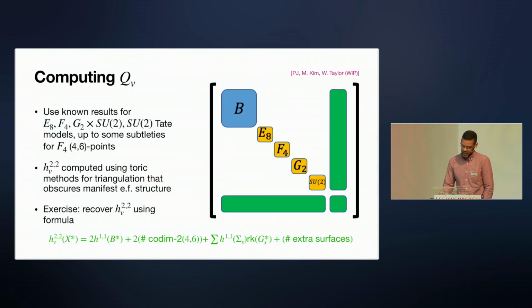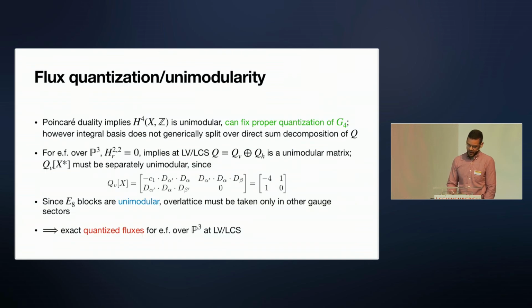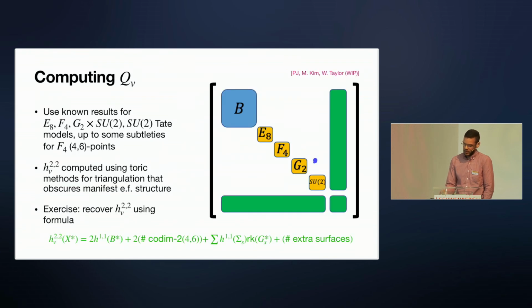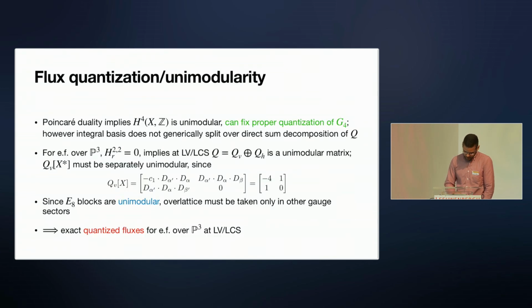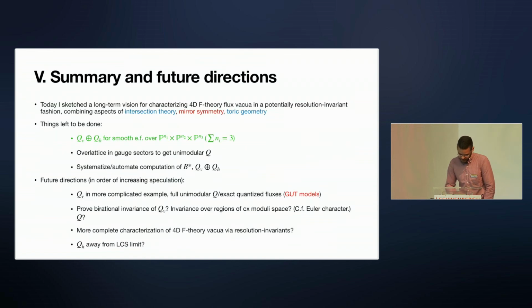And moreover, since the E8 blocks in this decomposition are separately unimodular, this implies that there has to be something to restore unimodularity for the remaining part, and that has to be, one can argue, an overlattice that's taken over these other gauge sectors. So this holds a promise of allowing us to, in principle, determine the exact quantized fluxes for the elliptic fibration over P3 at large volume / large complex structure.